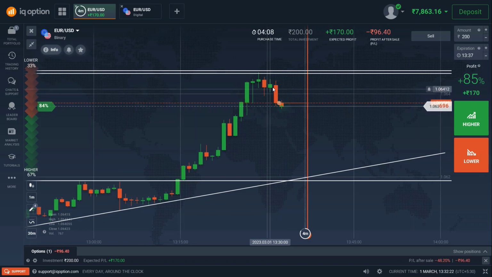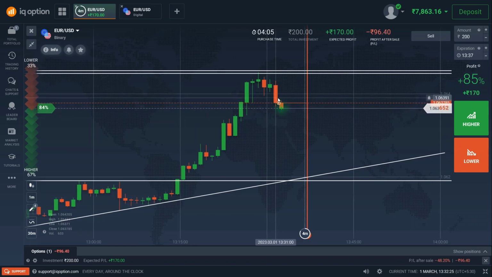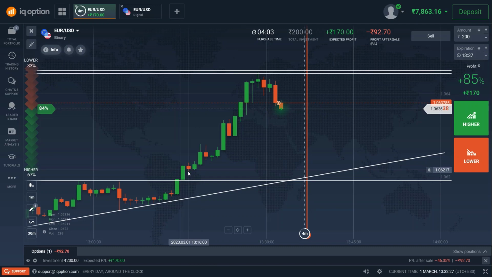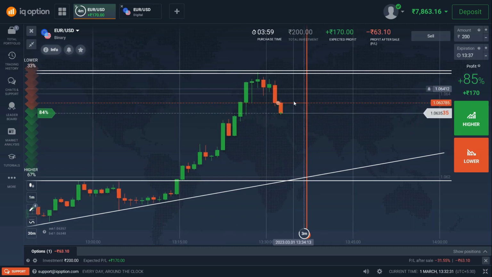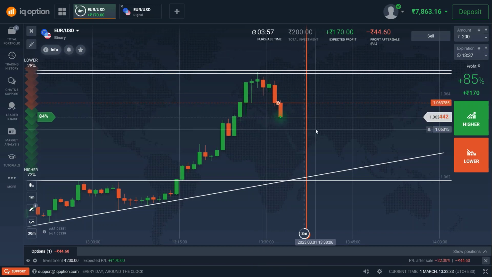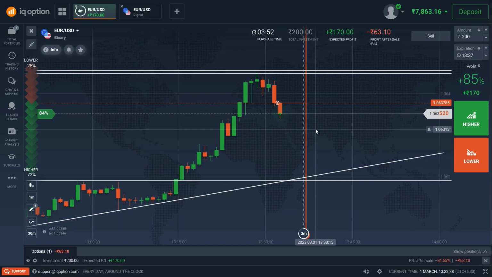And with this candlestick confirmation, I took a trade in the downward direction as the market was moving very sharply in the upward direction and needs some kind of retracement. So that's the reason I took this downward trade. Let's see how this trade goes and then I'll explain the complete setup.